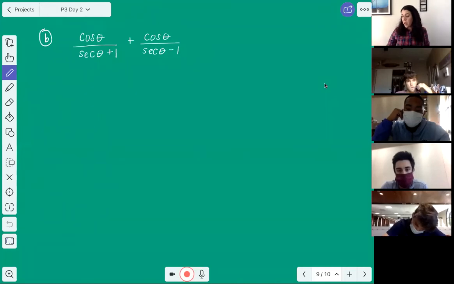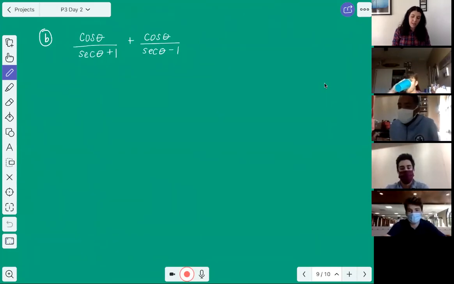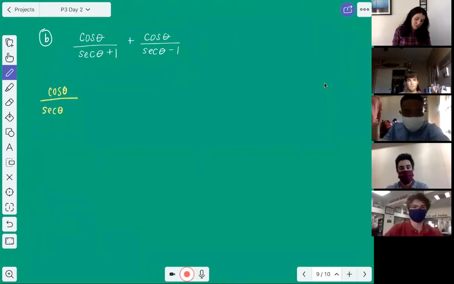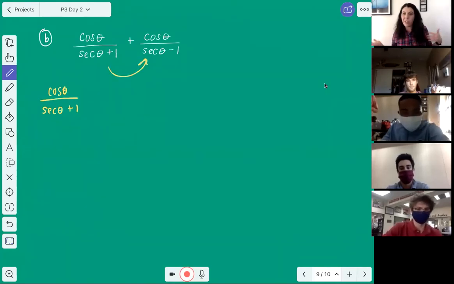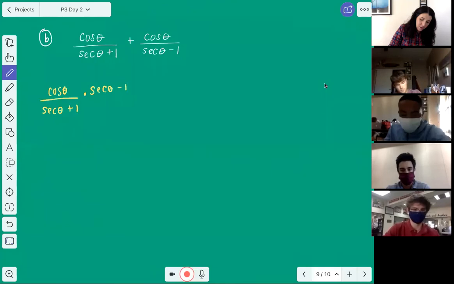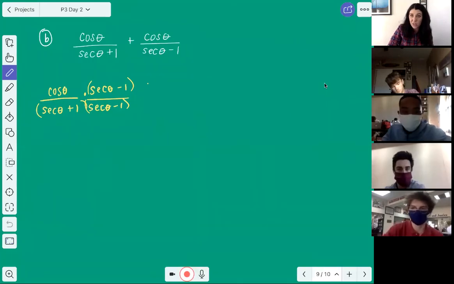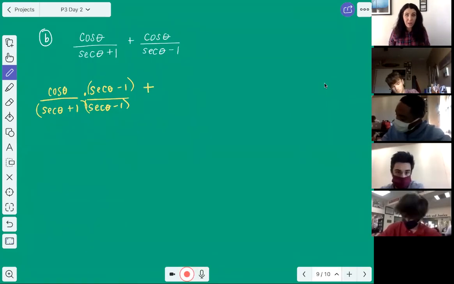To get a common denominator, what would I multiply the left portion of the equation by, Reese? By the conjugate, or secant minus 1 over secant minus 1? Yeah, and essentially by the other denominator is another way to think about that. So I'm going to multiply by the other denominator, secant theta minus 1 over secant theta minus 1. And you're exactly right that that is the conjugate. So it's going to make it easier to FOIL out that bottom part.